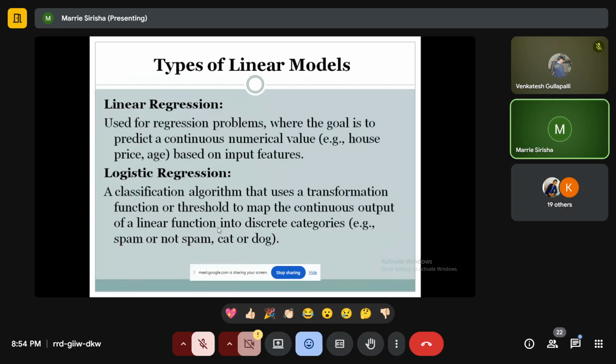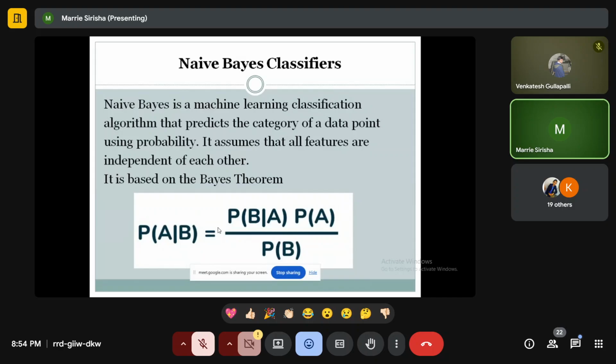And next one, naive Bayes classifiers. In naive Bayes classifiers, you need to write Bayes theorem. First, you should look at the definition of what it will do. It will predict the category of a data point using the probability, not a mathematical function, but a probability function. What is the probability function? That is Bayes theorem.